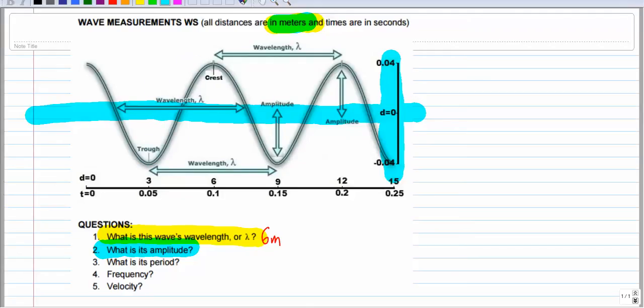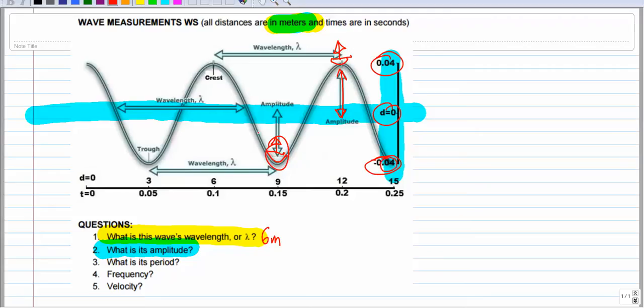So if you were, say, in a little boat right here, you would be up above the 0 point. We call that equilibrium. Or if you're in a little boat down here, you'd be down below where the water normally is, or below equilibrium. So all amplitude does is measure the distance between equilibrium and the top of the wave. So it's just going to be 0.04. But you might be wondering, what about this boat down here? Its distance, you might say, is negative 0.04. Well, no, its distance is 0.04.